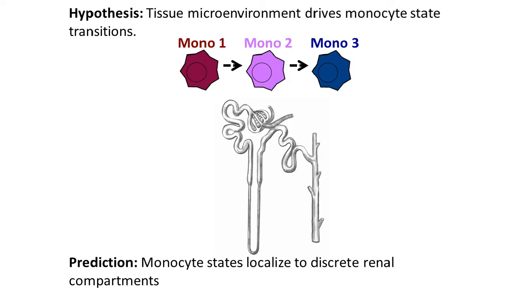And so that's part of the basis for the hypothesis that I'm interested in testing, that monocyte 1, 2, and 3 seem to be related, and the hypothesis is the tissue microenvironment drives the monocyte state transitions. And so an important prediction as part of this model would be that the monocyte states localize to discrete renal compartments.